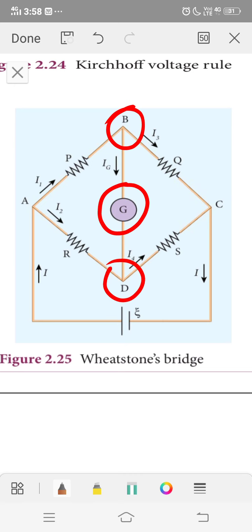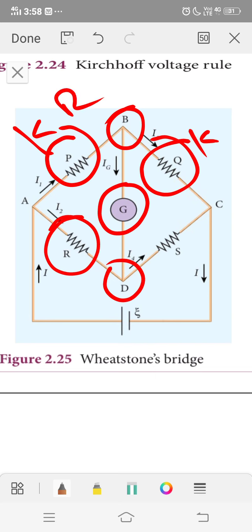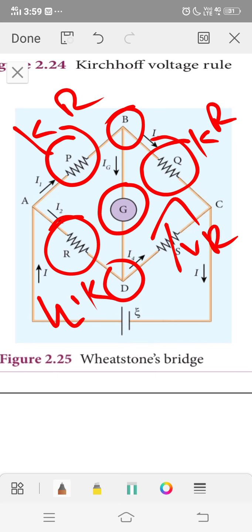Here P, Q, and S are the known resistances, and R is a variable resistor. Otherwise, we can call R the unknown resistor; either way we call it. This is a known resistor, this is a known resistor, this is a variable resistor, and this R is the unknown resistor. So this unknown resistor is the one we are going to find from this Wheatstone Bridge.